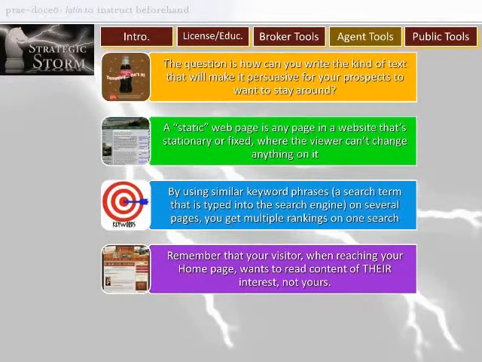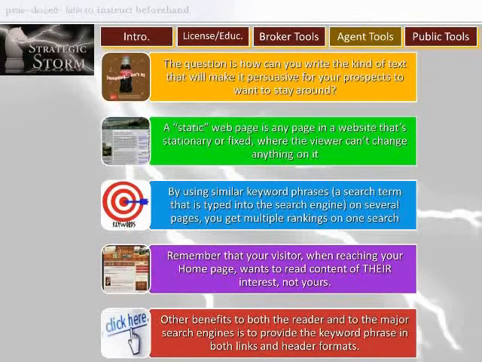Remember that your visitor, when reaching your homes page, wants to read content of their interest, not yours. So focus on why they might want to move to your area and various amenities and benefits.